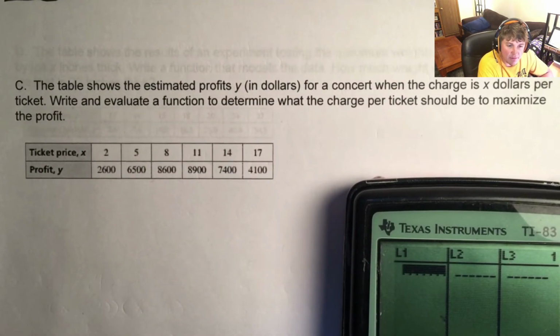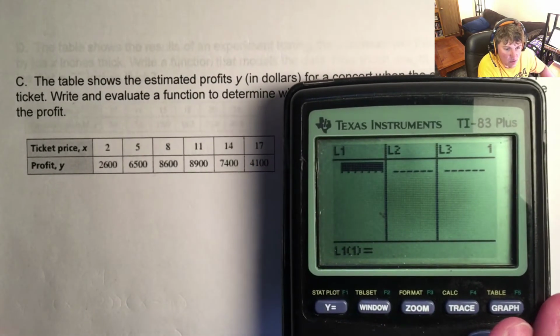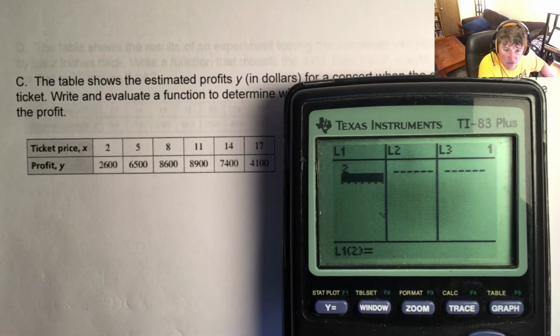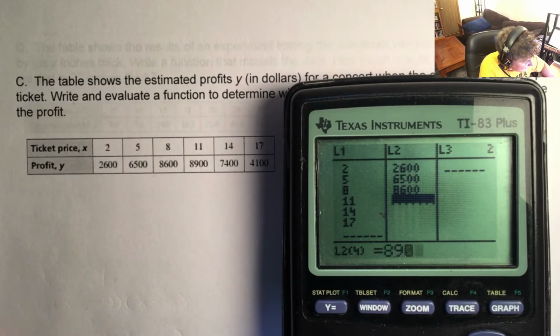The table shows the estimated profits Y in dollars for a concert when the charge is X dollars per ticket. Write and evaluate the function to determine what the charge per ticket should be to maximize the profits. So this is a great question. We know that our ticket prices are 2, 5, 8, 11, 14, and 17. And the profits we get when the ticket prices are 2 is $2,600. Profit is $6,500 when they're $5, $8,600 when they're $8, $8,900 when it's $11, $7,400.